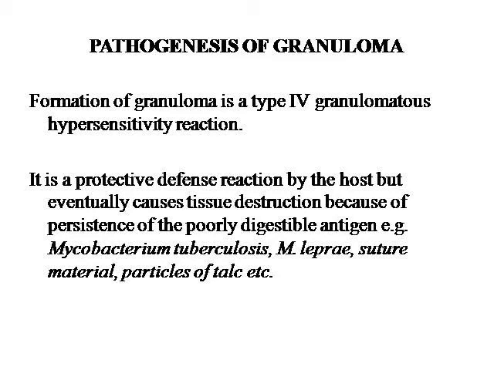What is the pathogenesis of granuloma? How exactly is the granuloma formed? The formation of granuloma is a type 4 granulomatous hypersensitivity reaction. So it is a type of hypersensitivity reaction. It is a protective defense reaction by the host, but eventually causes tissue destruction because of persistence of the poorly digestible antigen, for example Mycobacterium tuberculosis, leprae, suture material, particles of talc, etc. Mainly this is a protective or defense reaction, but because tissue destruction takes place, it is one of the contributing factors in chronic inflammation.